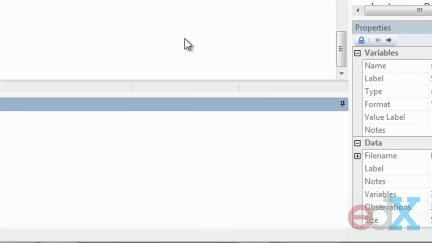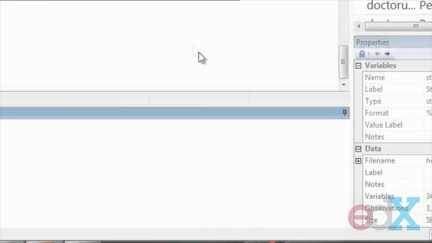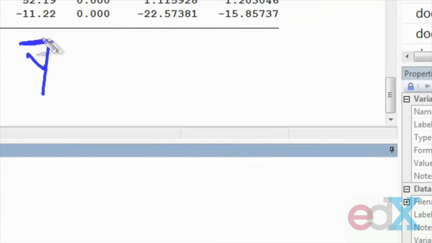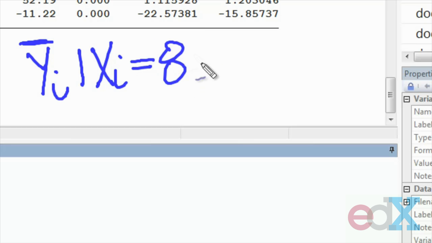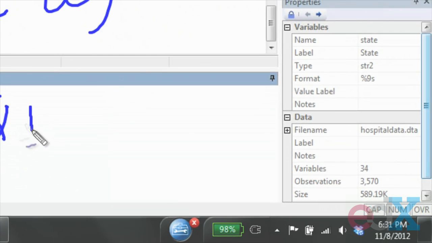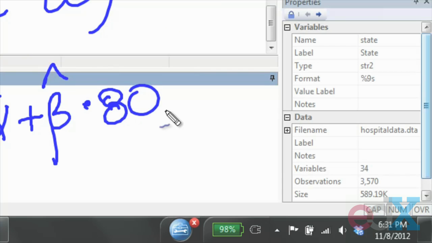And I want to construct a corresponding 95% confidence interval for that. So what I want to do is look at the average value of yi when xi is equal to 80. And the way that I can estimate that is I can say this is equal to alpha hat plus beta hat times, and I just plug in 80 for xi. And if I do that math, you find out that the answer is 73.6.